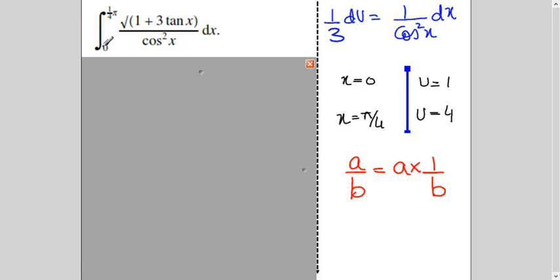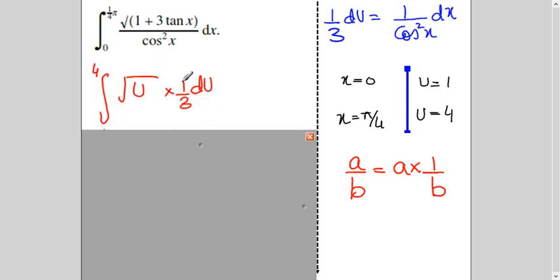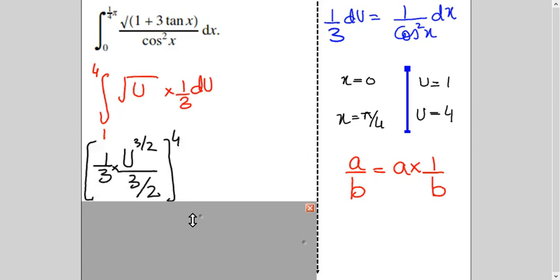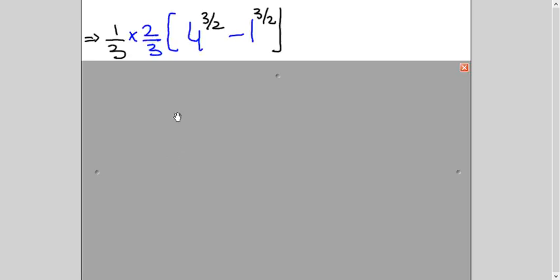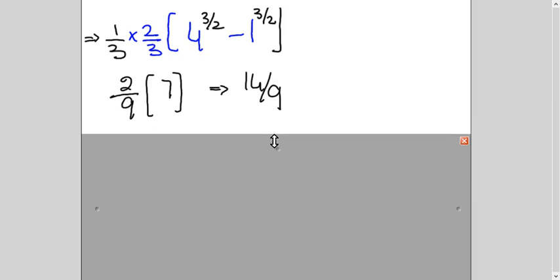Let's start replacing. The limits will be replaced by 1 to 4, and here it will be root u, because 1 plus 3 tan x is u. And 1 over cos square x dx will become 1 over 3 du. After that, the integration is very simple. We know the integration of root u will be u to the power 3 upon 2 divided by 3 upon 2, and then you take the inverse of it, 1 over 3 multiplied by 2 over 3, and apply the upper limit minus the lower limit. Because it is a constant, I'm taking it outside the bracket. After that, you can use a calculator because you're allowed, and get the answer. Do not write the answer in decimals. You can write it in mixed number form or in fractional form, that is fine.